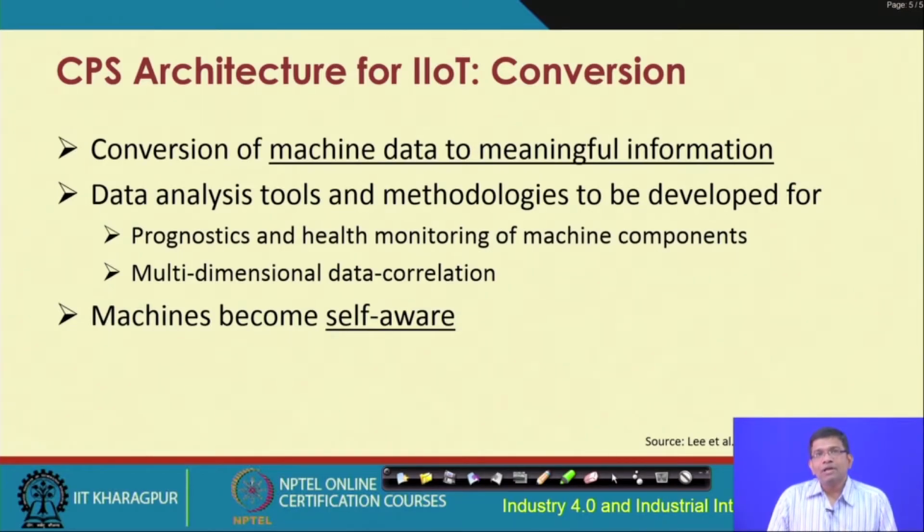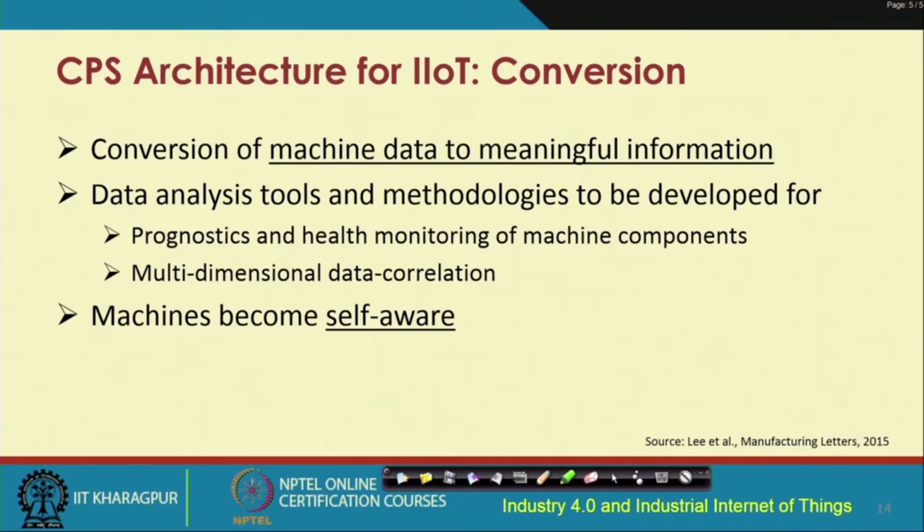Conversion, we are talking about by this term conversion as the conversion of machine data to some information that can be made meaningful and useful. So, data analysis tools and methodologies can be developed for the prognostics and health monitoring of different components, different parts of the machines, and for multidimensional data collection and data correlation analysis. So, basically what will happen is these machines would be made smarter, they would be made self-aware.